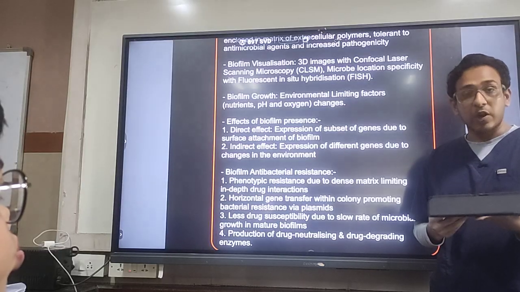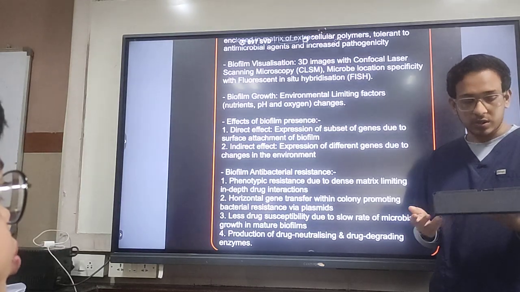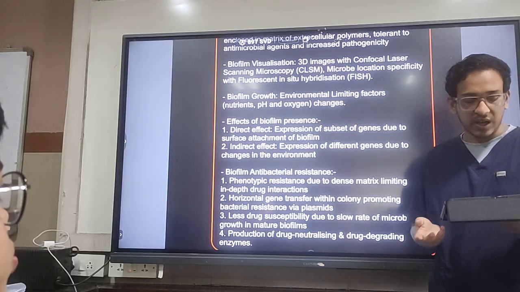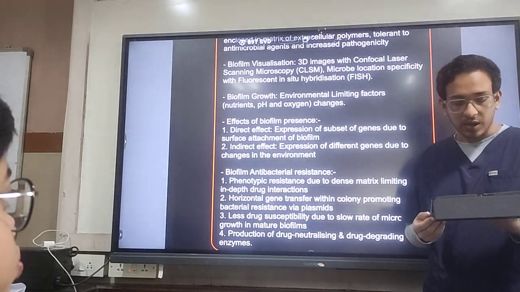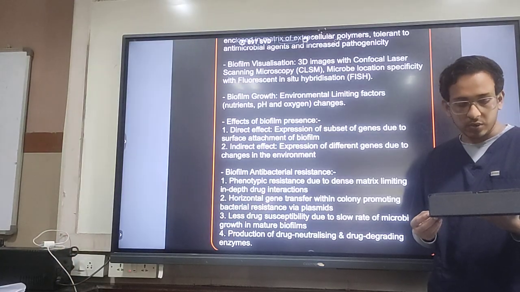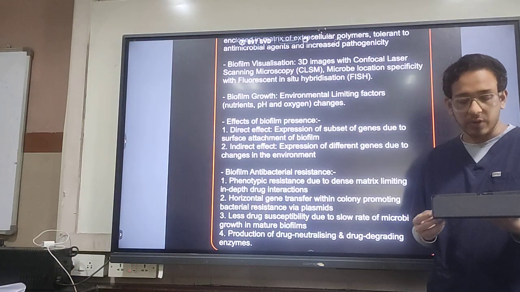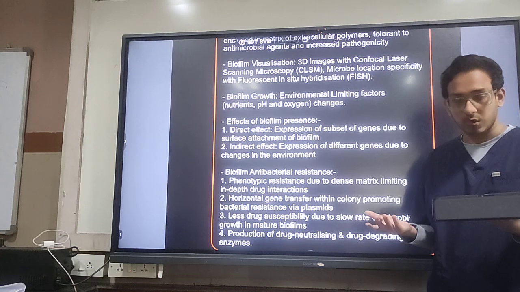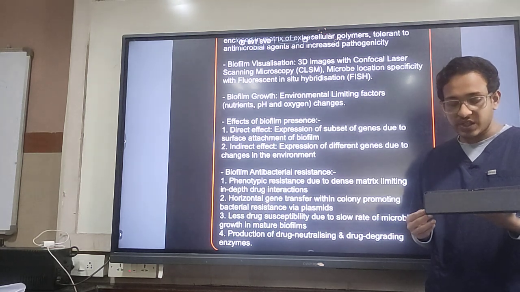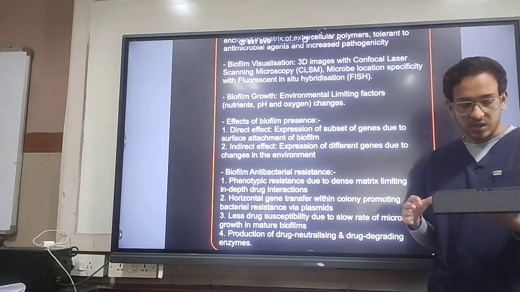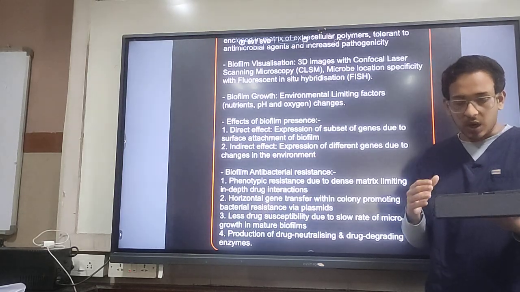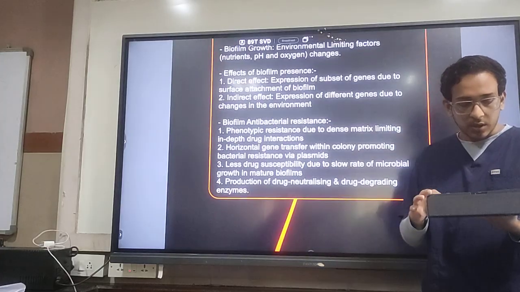The effect of biofilm presence. If the biofilm is present, it can have a direct or indirect effect. The direct effect is expression of a subset of genes due to the surface attachment of the biofilm with the tissue, or the indirect effect can be expression of different genes due to changes in the environment around the biofilm.